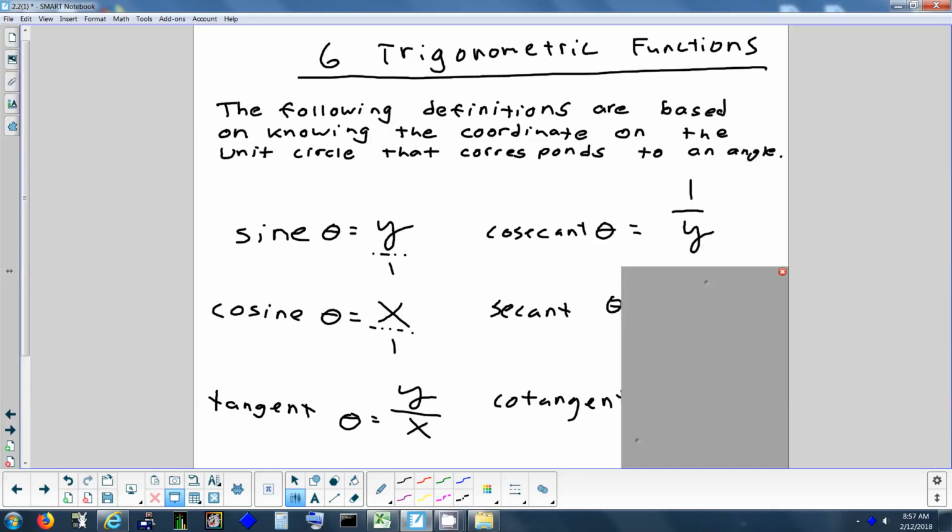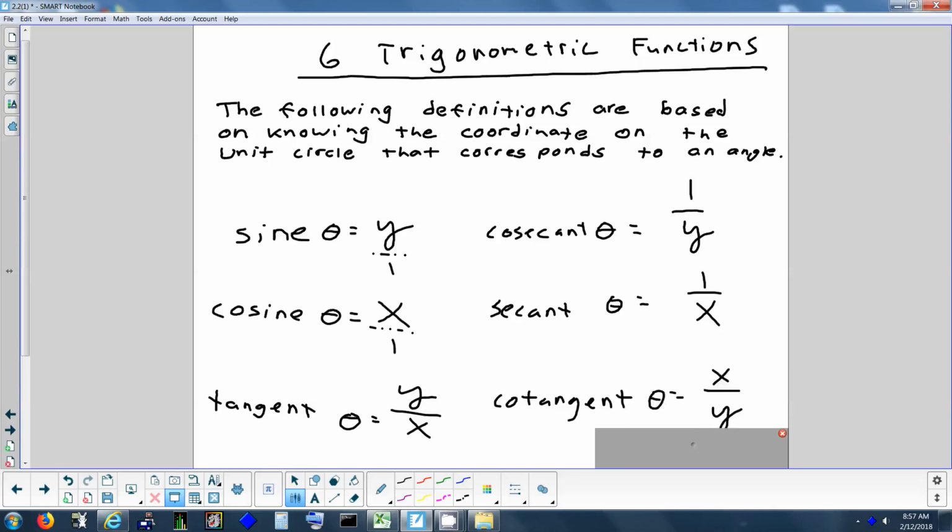Brady, how about the secant? What do you think that one is based on the pattern I just explained? 1 over x. Yep, it's 1 over x. And then the cotangent. Abby, what do you think the cotangent would be? X over y. Yep. So all you have to remember is sine is y, cosine is x, tangent is y over x. If you remember those 3, then just think in your head, flip them. That's the other 3.